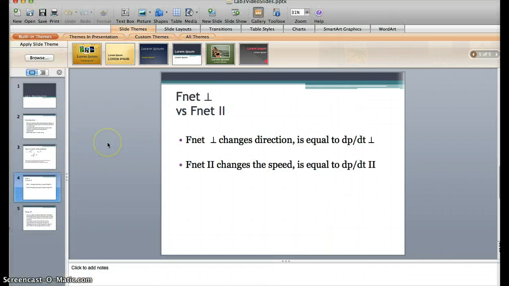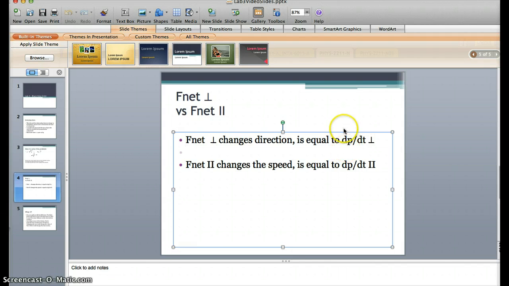The major difference between the parallel and perpendicular components is that the parallel component of net force changes the speed and is equal to the parallel component of the rate of change in momentum over time, and the perpendicular component of net force changes the direction and is equal to the change in momentum over time for the perpendicular component. It's also important to note that the momentum change is a result of the net force and not the other way around, so the net force is what causes the momentum to change.